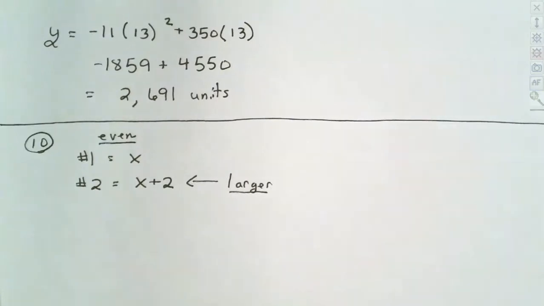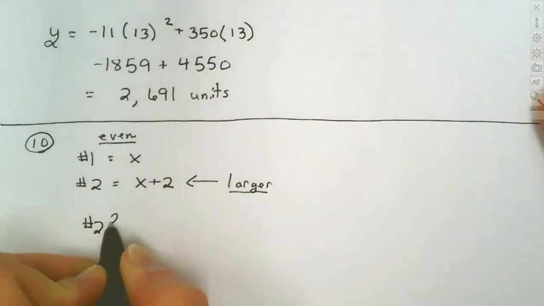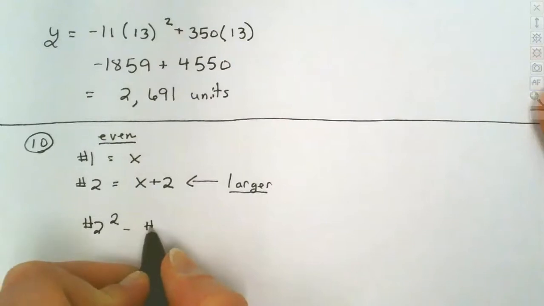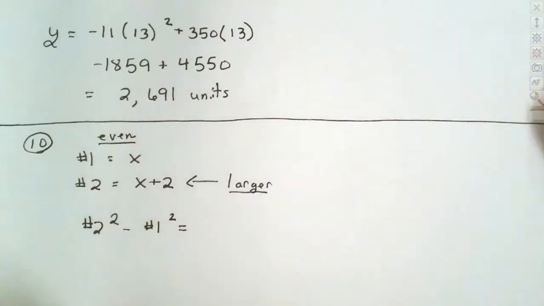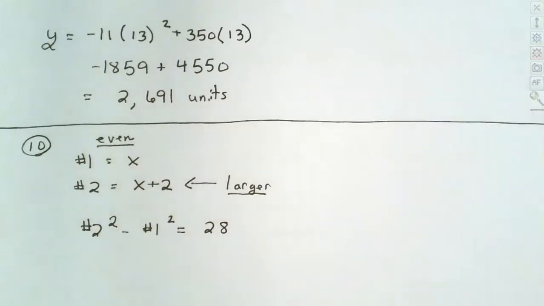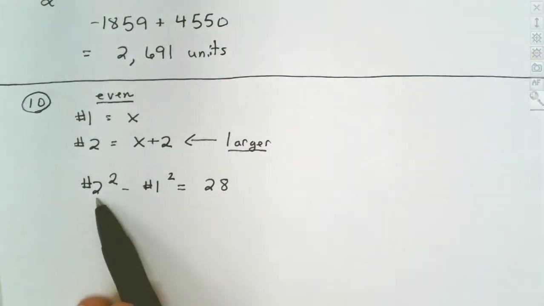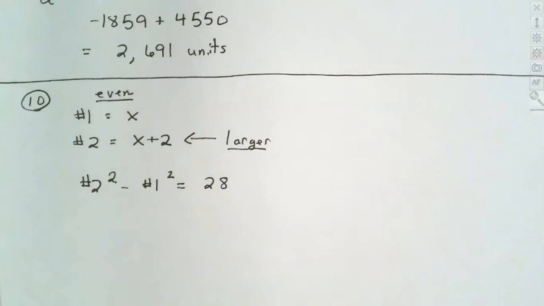We want the difference of squares. So when we talk about the difference of squares, we're going to always use the larger number first. And we want this difference of squares to be 28. We always want to make sure the larger one goes first with subtraction. Otherwise, you'll end up with a negative answer. So does everyone see why I wouldn't put 1 squared minus 2 squared? Because we want to make sure the larger one goes first. So the second number's larger, so it's going to go first.